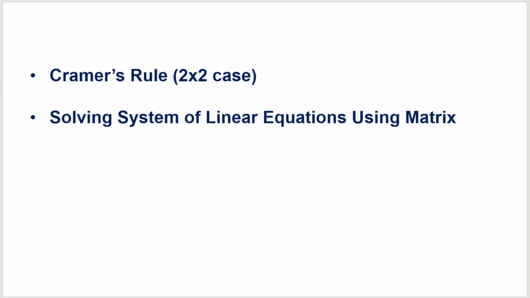The first one is called Cramer's rule, which is specifically applied to the 2 by 2 case. I'll explain this later, okay? And the second method, which we can use to solve a system of 3 or more linear equations, is called the matrix method. So these are the two shortcuts we can use to help us quickly solve a system of several linear equations.